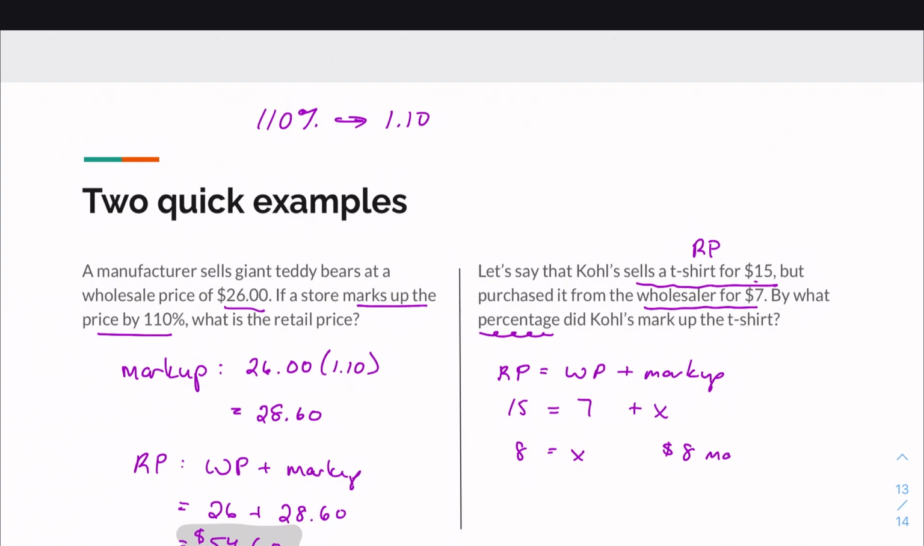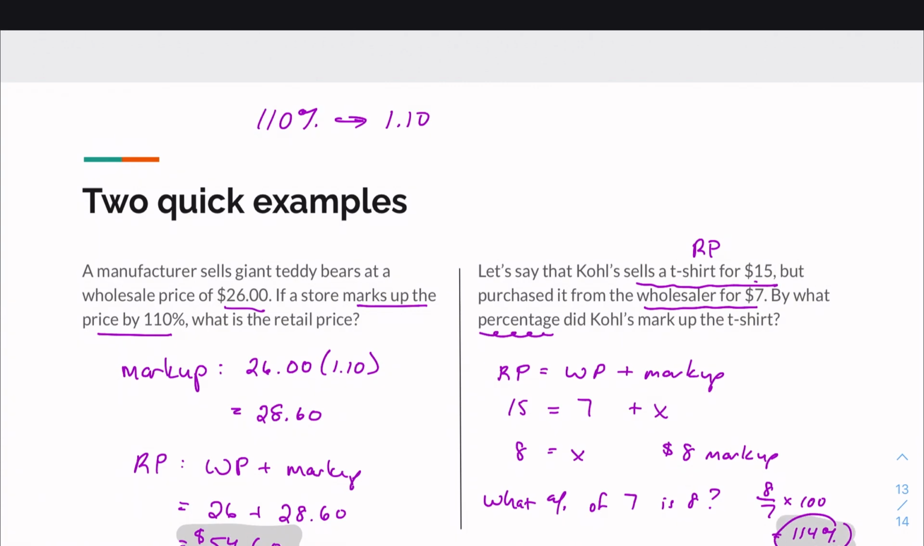But we're not done because I want a percentage. Right? This percentage is of the wholesale price. So I want to say what percent of 7 is 8. And the way we're just going to do that is divide 8 by 7 and multiply by 100 to turn my decimal into a percent. And this is going to give me 114% approximately.